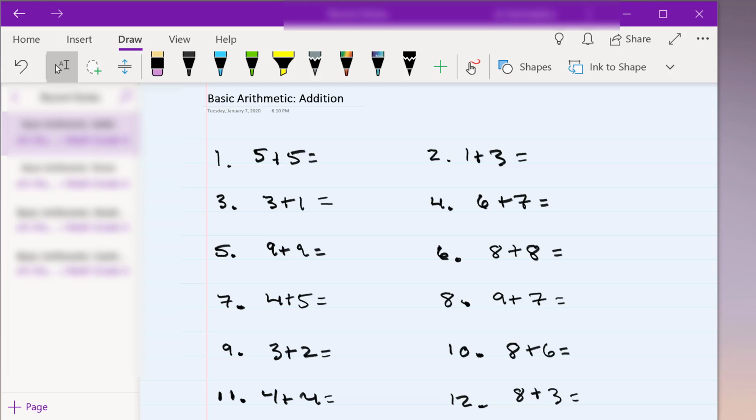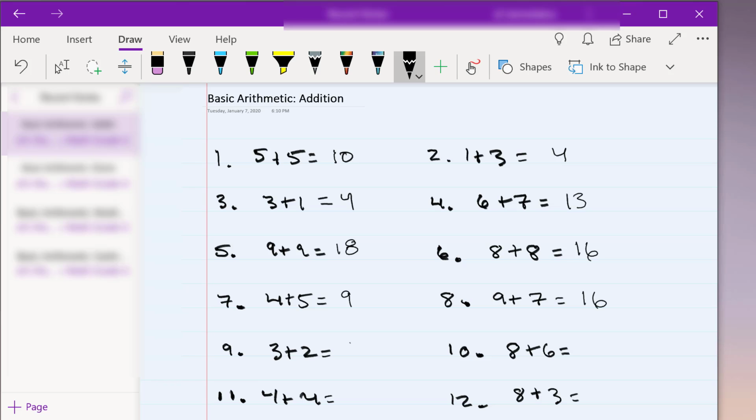5 plus 5 equals 10. 1 plus 3 equals 4. 3 plus 1 equals 4. 6 plus 7 equals 13. 9 plus 9 equals 18. 8 plus 8 equals 16. 4 plus 5 equals 9. 9 plus 7 equals 16.